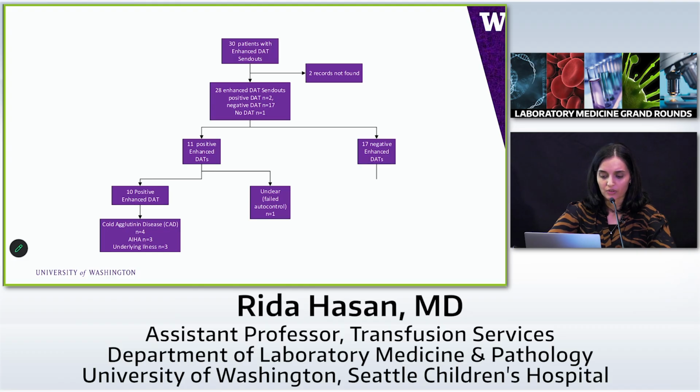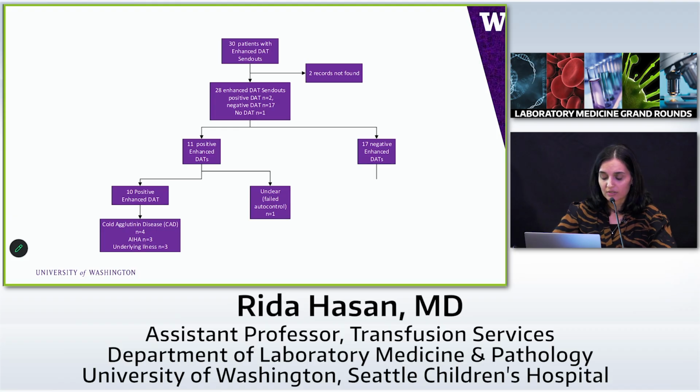And then of the 10 that were positive, cold agglutinin disease was diagnosed in 4 patients, autoimmune hemolytic anemia in 3 patients, and then 3 patients, despite the DAT being positive, they actually felt like it was due to the patient's underlying disease. So either they had a heart valve or they had an enlarged spleen or something else was contributing to the anemia.